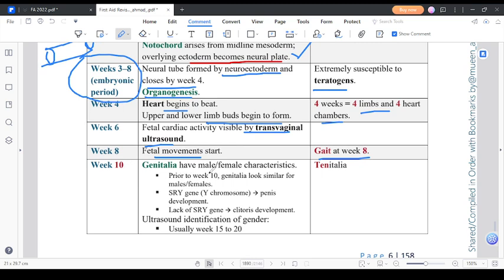And at week 10, the genitalia have male or female characteristics. Prior to week 10, genitalia look similar for male and female. The SRY gene on the Y chromosome causes penis development, and lack of the SRY gene causes clitoris development. Ultrasound identification of the gender is usually at week 15 to 20.